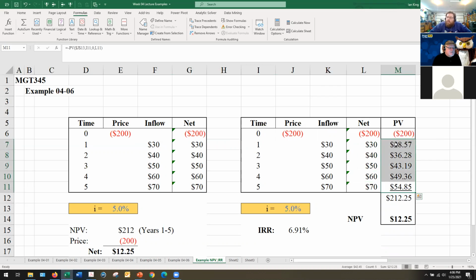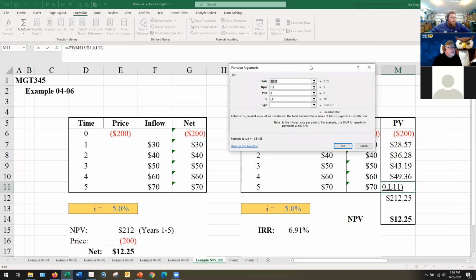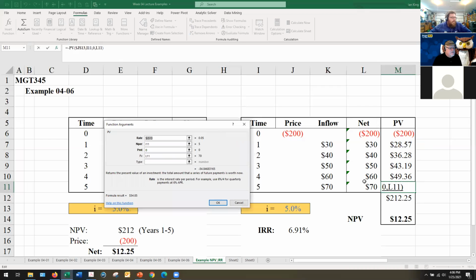All these add up to $212.25. So instead of having to do these present value calculations one at a time for each time period, given that it has a different amount, because it's not an annuity, it's uneven, I could have done 5 separate present value calculations, which is what these are. This one says, give me the present value of $70 in 5 years at 5%.